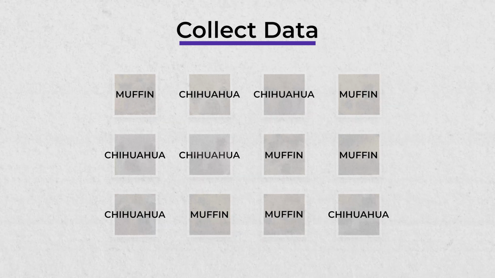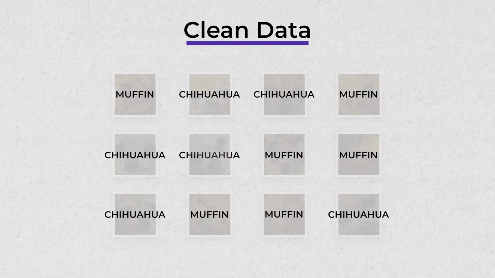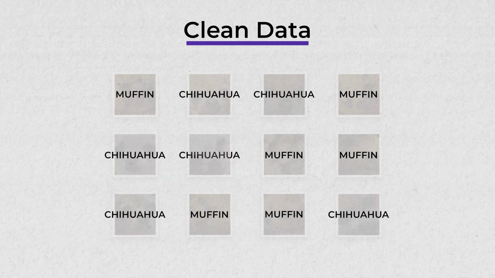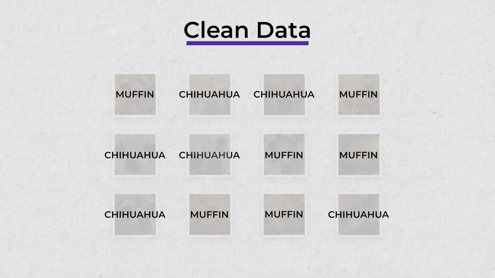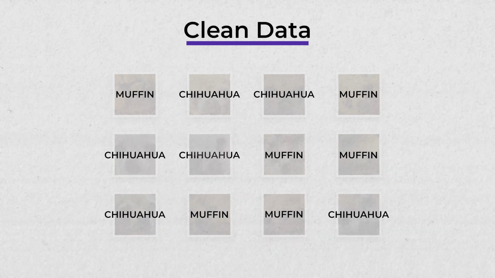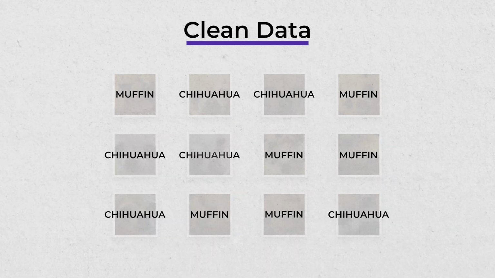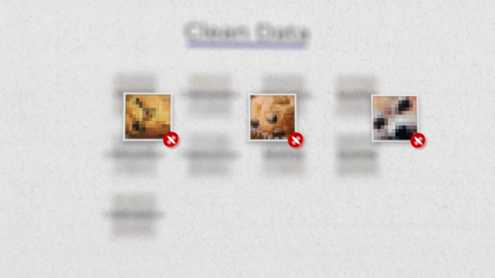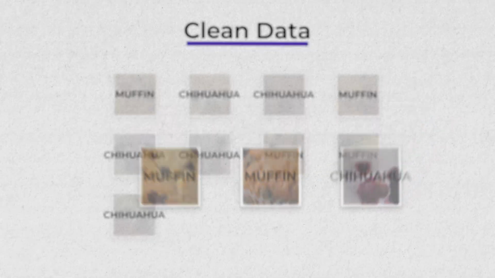Now, it's time to clean our dataset. This means getting rid of all the inconsistencies in our data. For example, we need to make sure that our dataset contains only images of muffins or chihuahuas. Any other image needs to be removed. We also need good quality photos, and if they aren't, we'll need to correct or remove them.